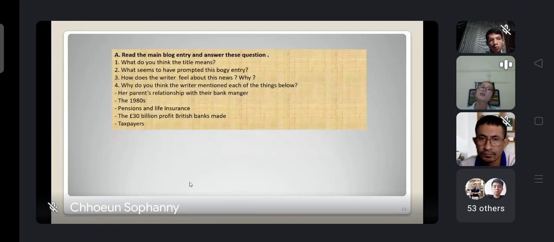Let's start with the third question. How does the writer feel about this news and why? Based on this text, I thought the writer feels angry because the banks changed much of their process.